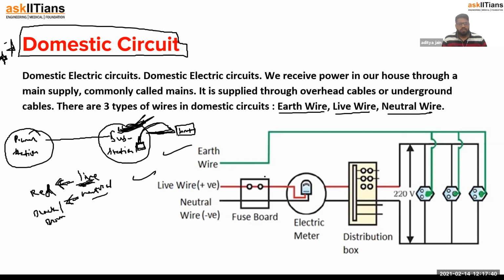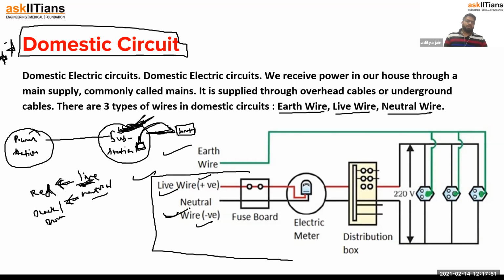So if you can see, this is our house. At our house, the supply which is coming consists of two wires, live wire and neutral wire. Live wire is acting as a positive and neutral wire is acting as a negative potential. So two basic wires, live wire and neutral wire, are taking the electrical supply into our homes from the substation.